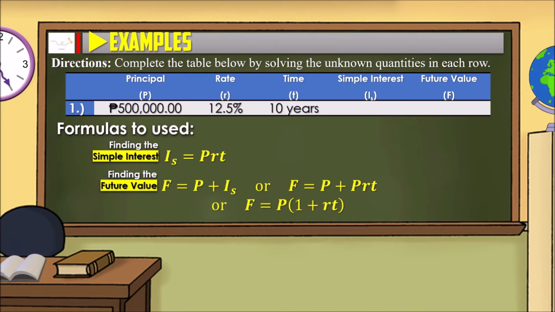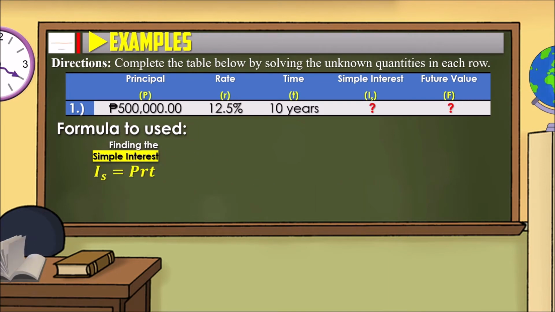Let us now solve for simple interest. Please be noted that rate must be converted into decimal. To solve this, rate is equals to the quotient of the given rate and 100%. So in this example, we have R is equals to 0.125. Let us continue the solution.